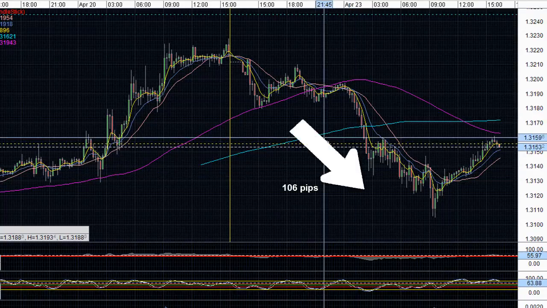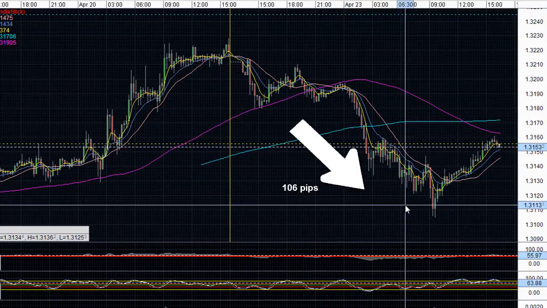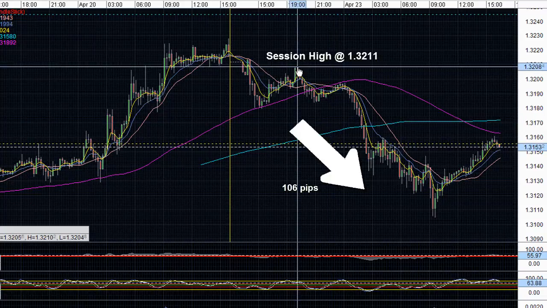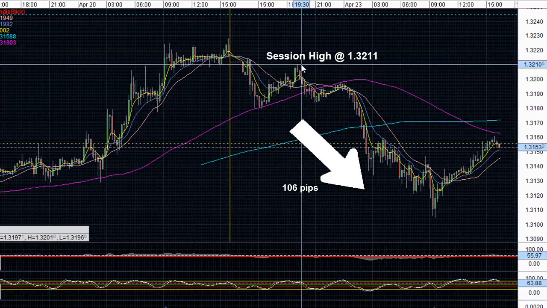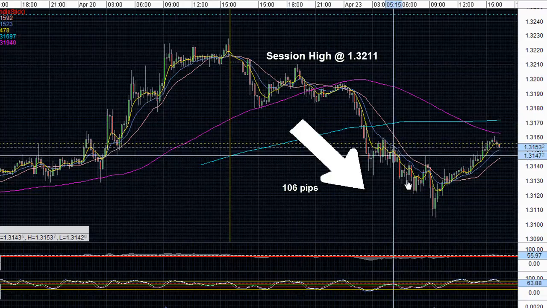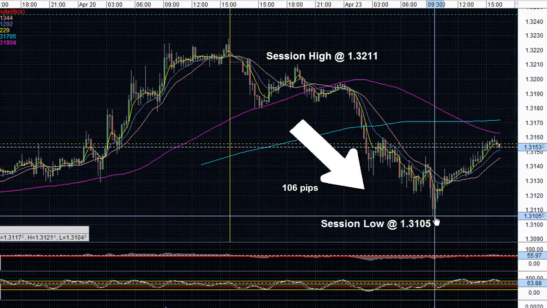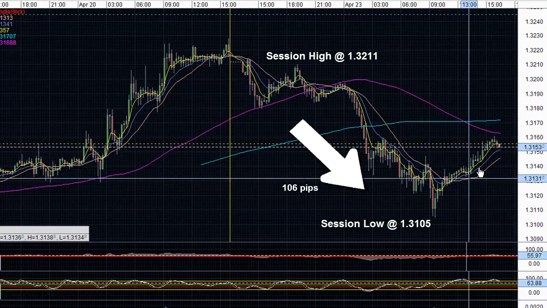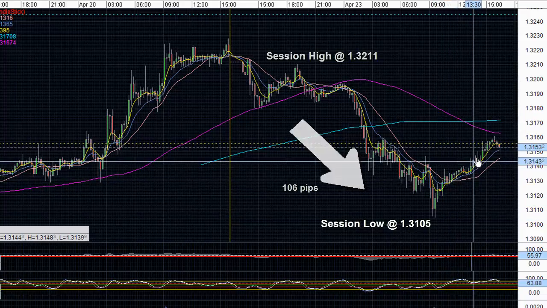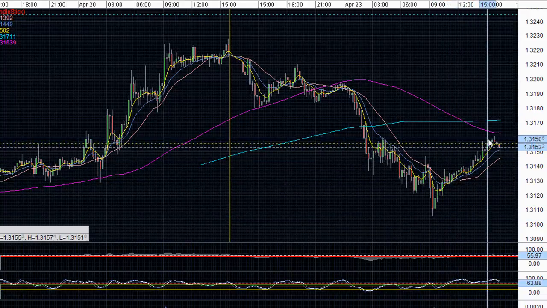So today, we saw the Euro US dollar pair fall 106 pips from the session high here at about 1.3211 down to the session low here at 1.3105, and now price appears to be going through a correction or retracement ahead of the Asian Open.